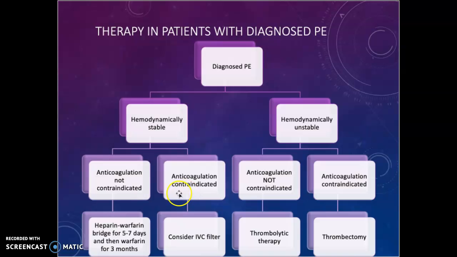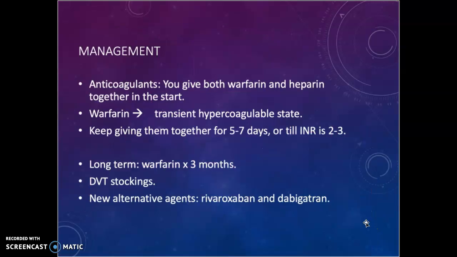If you cannot do anticoagulation in your patient, then you consider an IVC filter. If the patient is hemodynamically unstable and anticoagulation is not contraindicated, you go ahead and give them thrombolytic therapy. However, if they're hemodynamically unstable and anticoagulation is contraindicated, you go for a thrombectomy. That is, you go and resect the thrombus. So management, simple and easy.